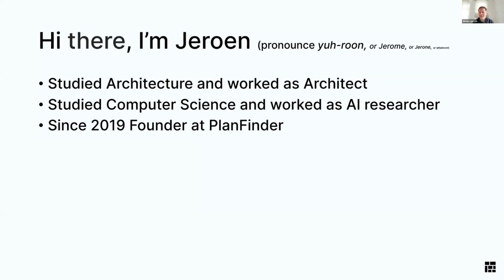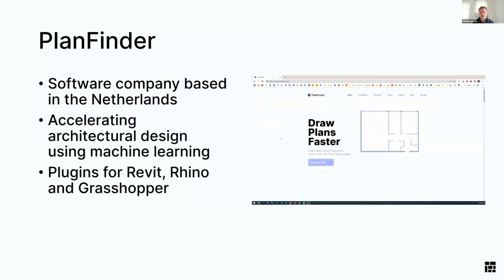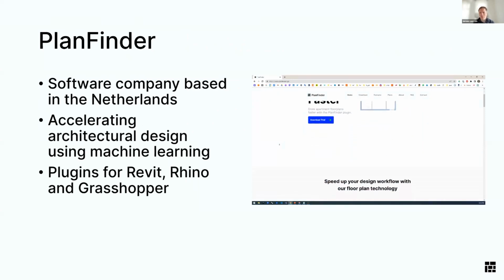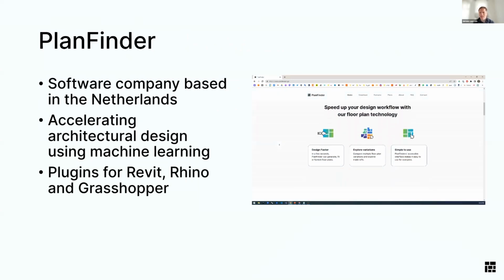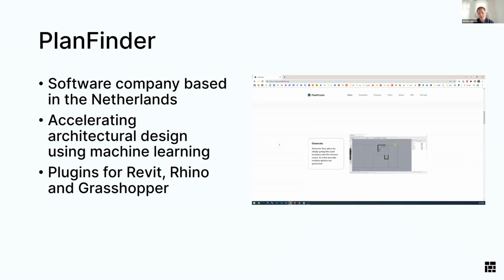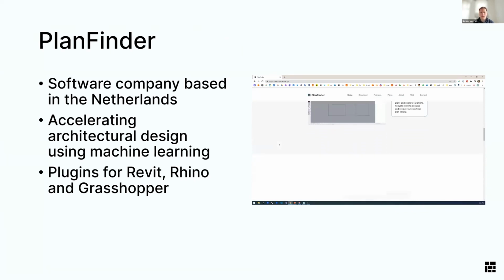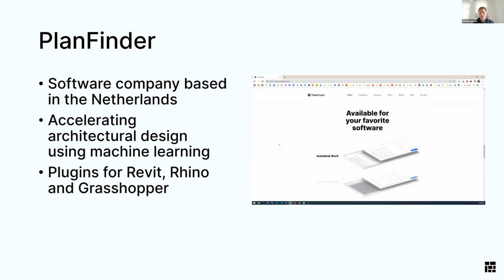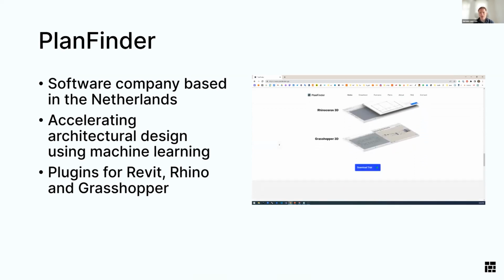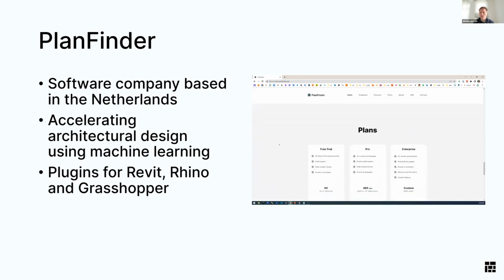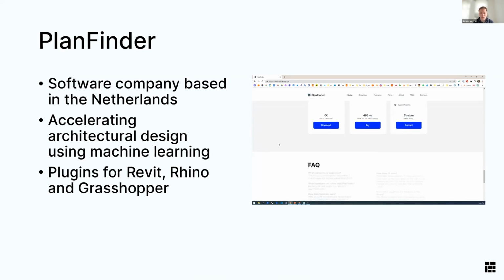I have an architecture background and a computer science background, and since 2019 I'm the founder of PlanFinder. PlanFinder really is a software company. We're based in the Netherlands. And like Wasim already said, we're really focused on accelerating existing architectural design workflows using machine learning. That manifests itself mostly into plugins for Rhino, Revit, and Grasshopper. But we also do some consultancy work on the side.